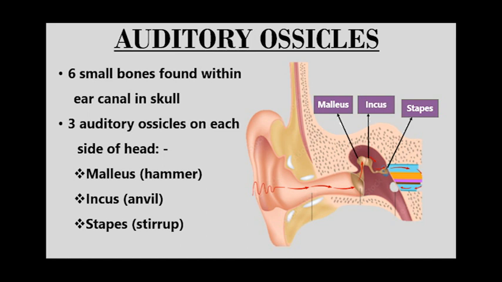Then we have the incus or anvil. There are 2 incus or anvil on both sides of the head. The function is to transmit the vibrations from the malleus to the stapes. Then we have the stapes or stirrup. There are 2 stapes or stirrup on both sides of the head. The function of it is to conduct sound vibrations to the inner ear.